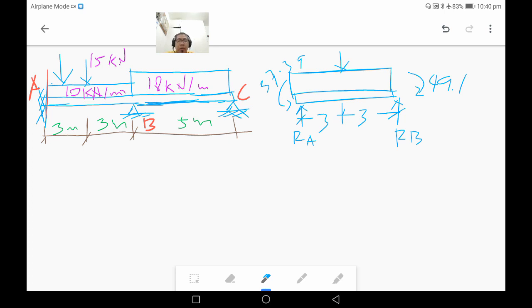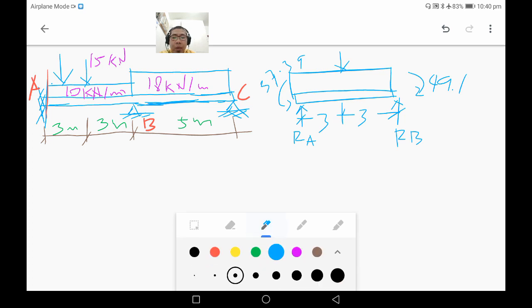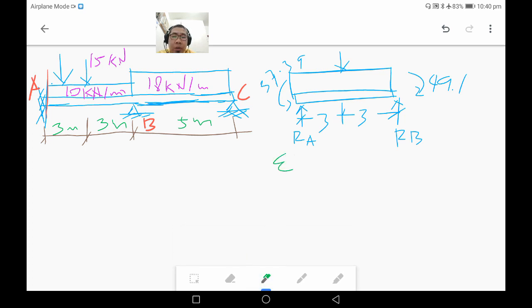Ngayon, para makuha natin, let us sum the moment at B. That is equal 0. Dito yung B, diba? Okay. So, therefore, RA times 6. Siguro mas maganda dito ko isulat para mabahaba. Summation of moment at B, that is 0. So, RA times 6 minus, kasi counterclockwise, minus 37.39.